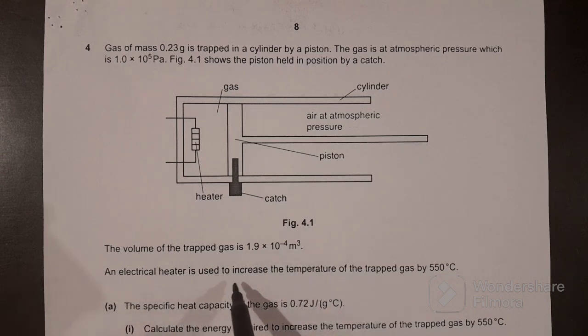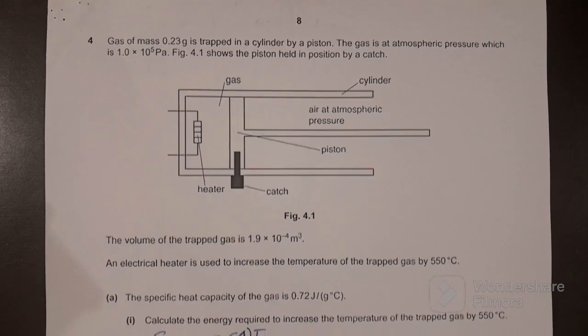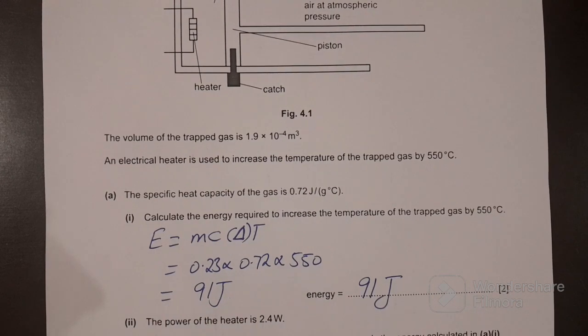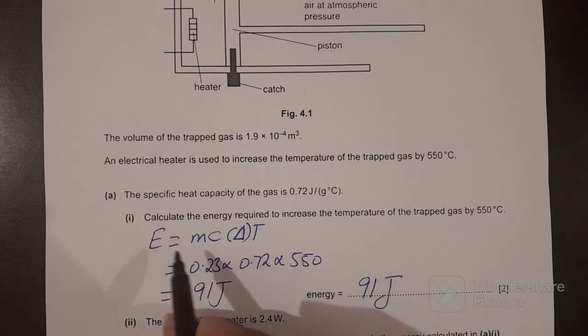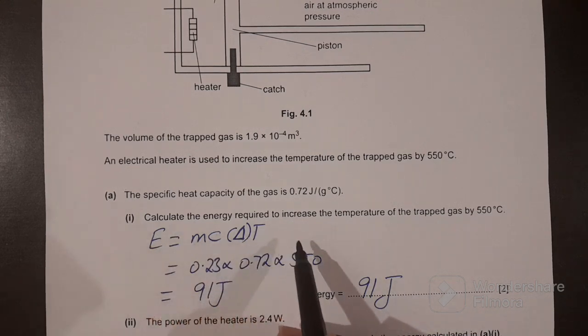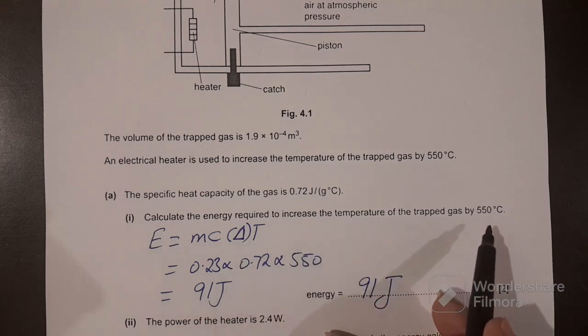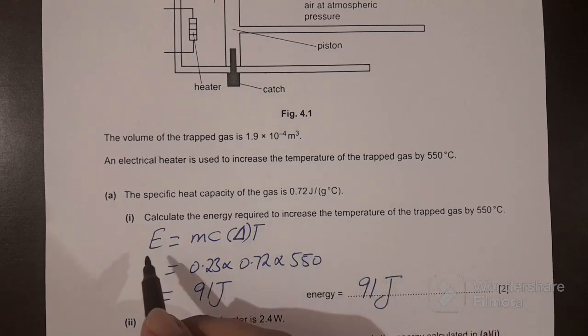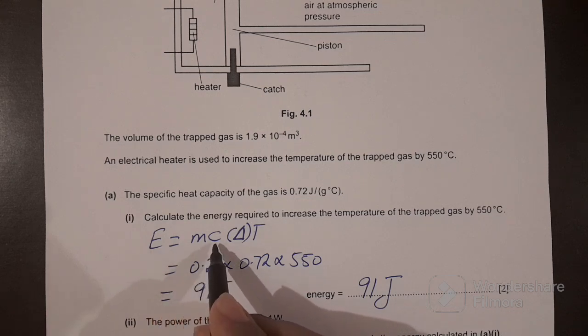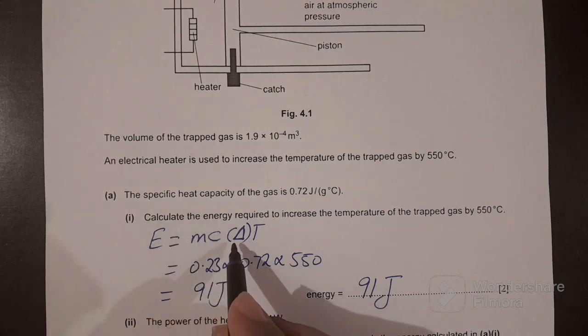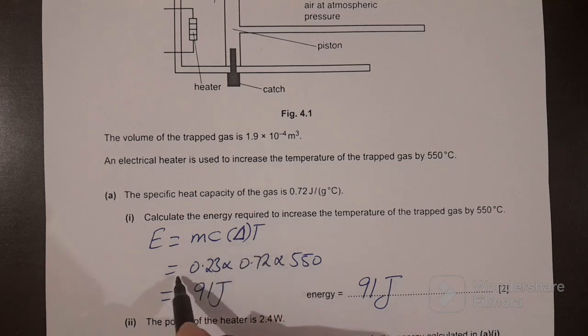An electrical heater is used to increase the temperature of the trapped gas by 550 degrees Celsius. Part A states the specific heat capacity of the gas is 0.72 joules per gram degree Celsius. Part 1 states calculate the energy required to increase the temperature of trapped gas by 550 degrees Celsius. So E is equal to mass times c, the specific heat capacity, multiplied by change in temperature. So 0.23 multiplied by 0.72 multiplied by 550, that is 91 joules. So the energy is 91 joules.